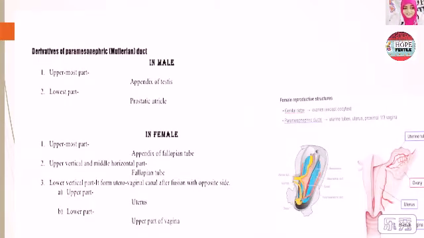If you see the derivatives of the para-mesonephric Mullerian duct, in males it forms the appendix of the testis in the uppermost part and the prostatic utricle in the lowermost part. In females, the uppermost part becomes the appendix of the fallopian tube, and the upper vertical and middle horizontal parts form the proper fallopian tube. Then the lower vertical part forms the uterovaginal canal after fusion with the opposite side. The upper part forms the uterus, and the lower part forms the upper part of the vagina.